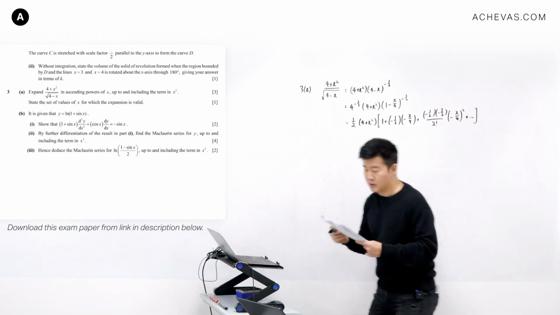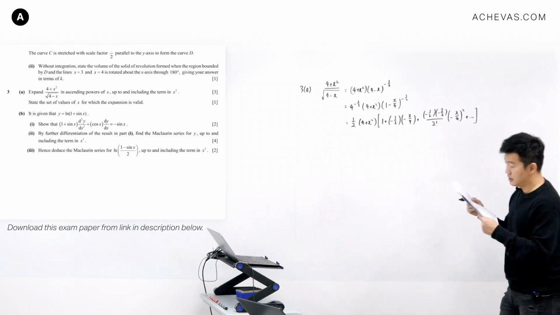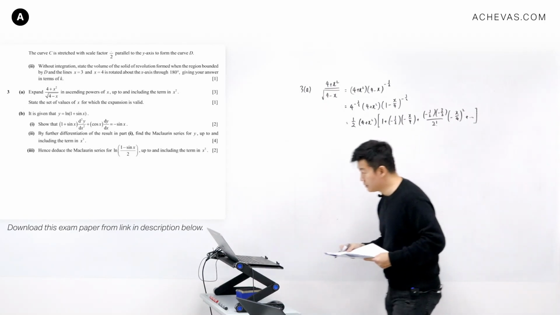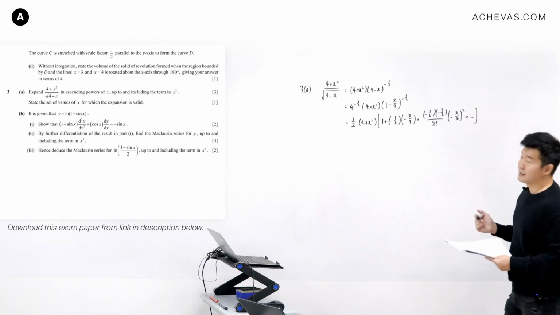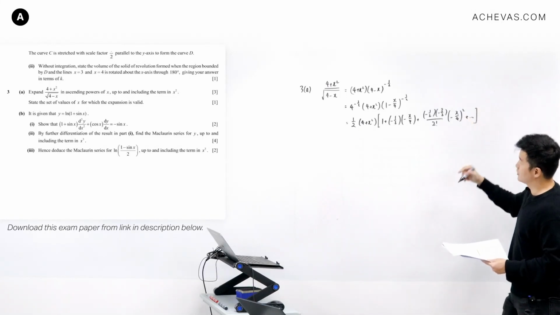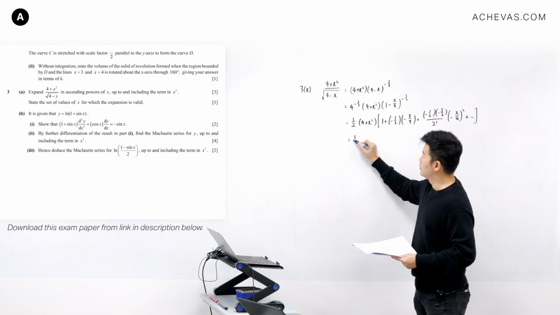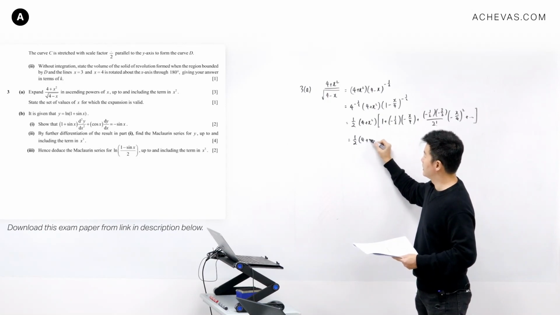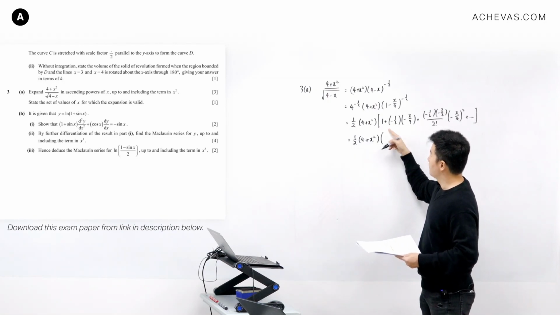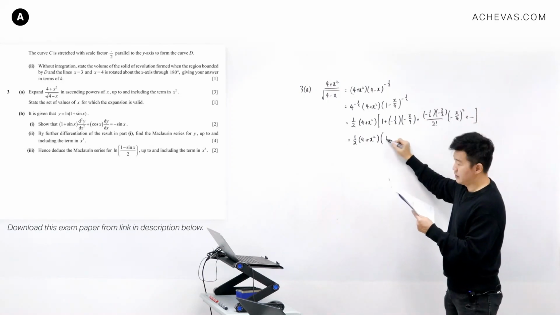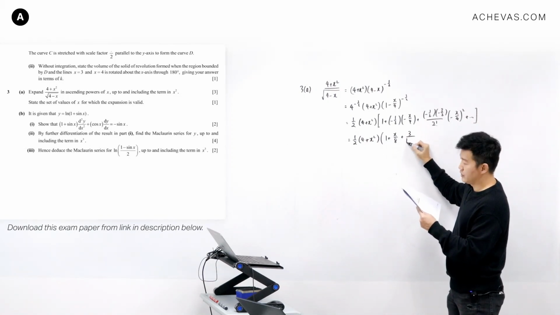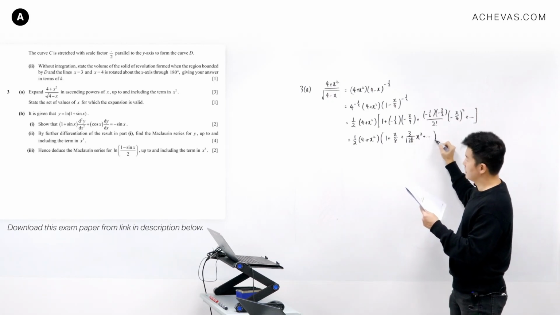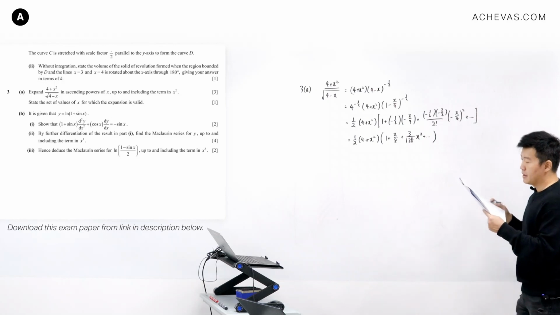because we are supposed to expand this all the way until the x to the power of 3 term. Sorry, x to the power of 2 term. So I'm stopping at this square. So this is equal to half, 4 plus x squared. Simplifying it, I have 1 plus x over 8 plus 3 over 128 x to the power of 2, and all the way until infinity.